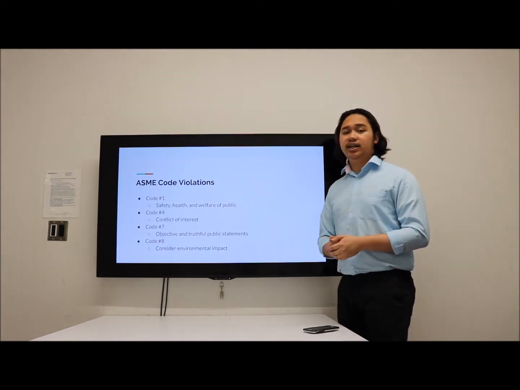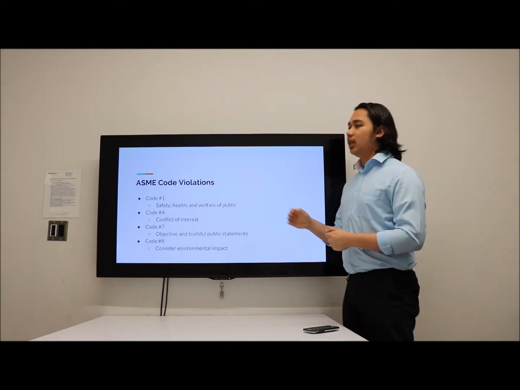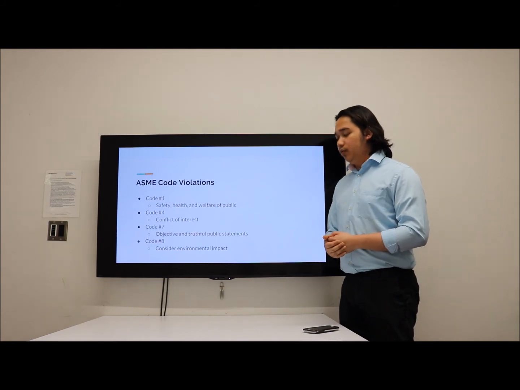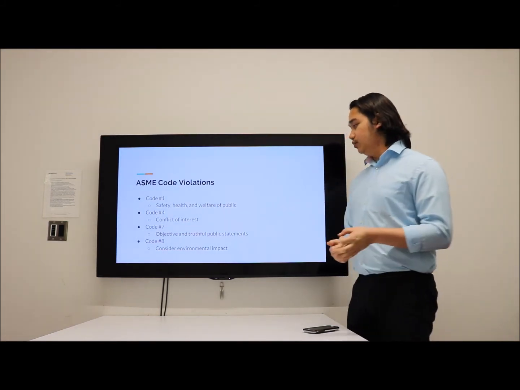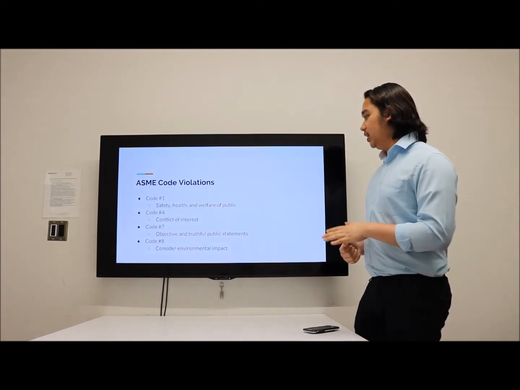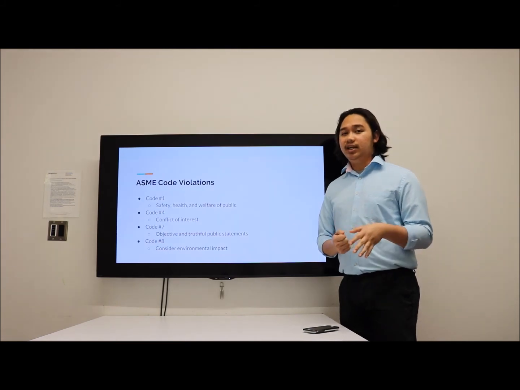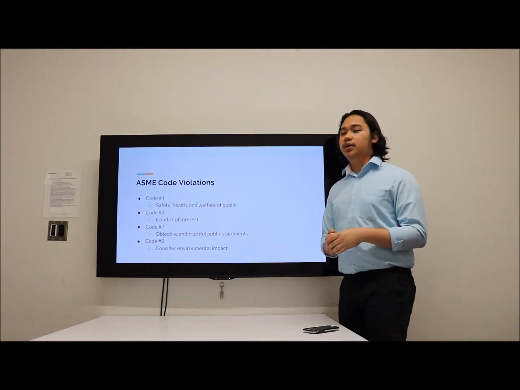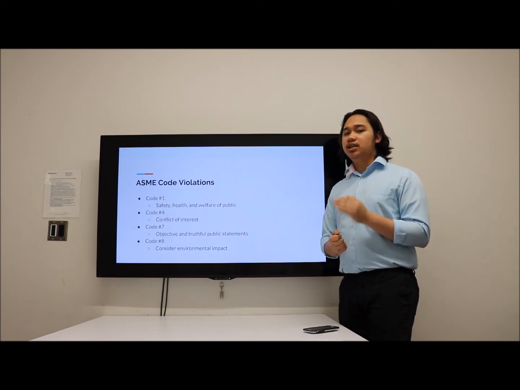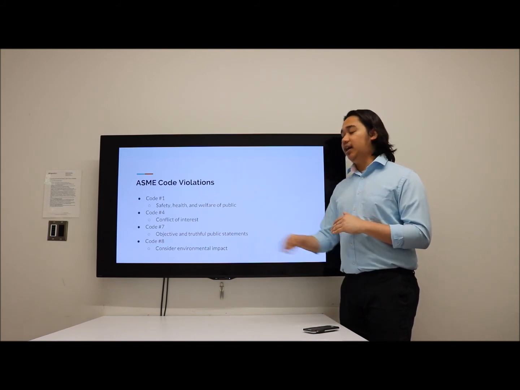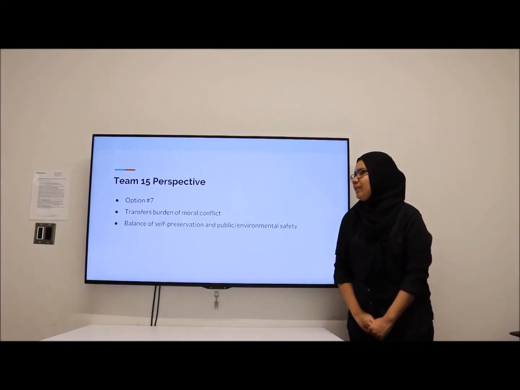And then the final code of ethics violated by Z Corp is Code 7, which states that all engineers shall issue public statements in an objective and truthful manner. By withholding the results from a newer and more sensitive test, Z Corp fails to abide by this code of ethics. The next is Team 15's perspective.